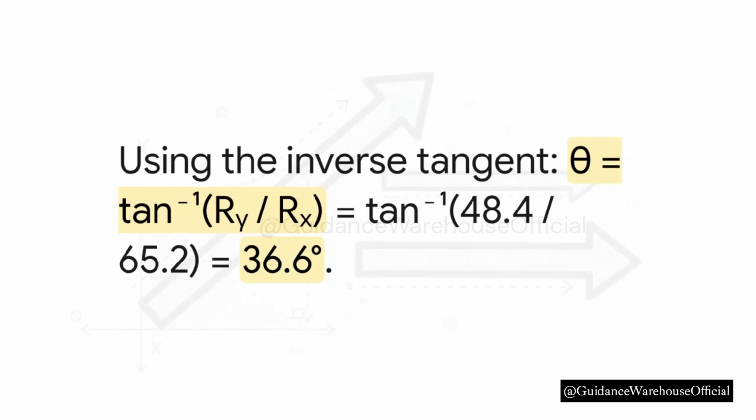And for the grand finale, step 4, calculate the direction. We just need the inverse tangent of the y component divided by the x component. So that's the inverse tangent of 48.4 divided by 65.2, and that gives us our angle, 36.6 degrees. So let's put it all together. The final answer is a resultant vector of 81.2 meters at an angle of 36.6 degrees north of east.